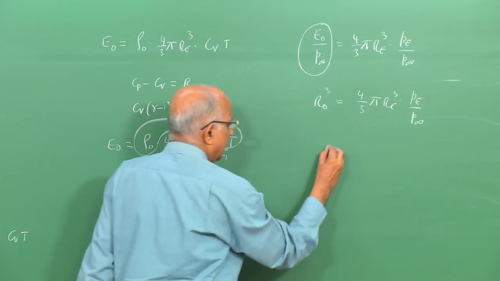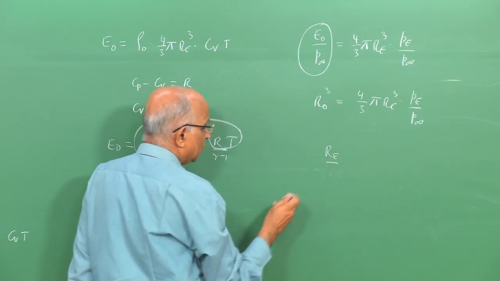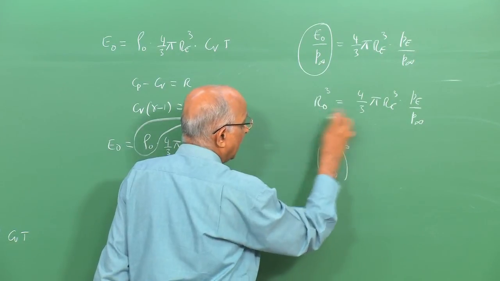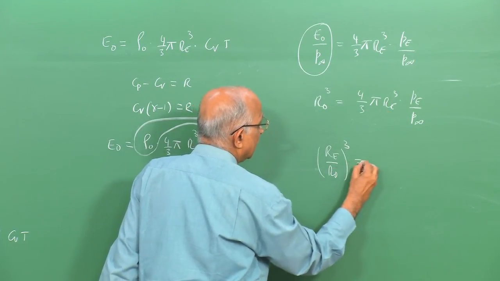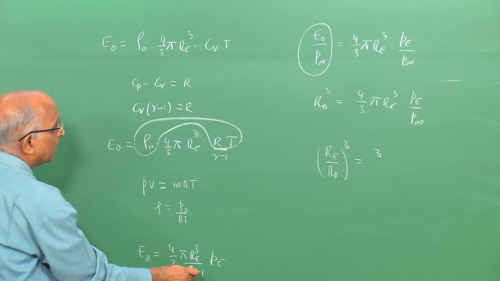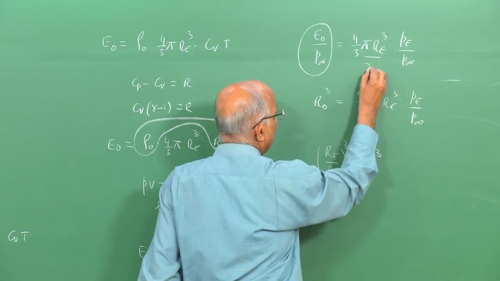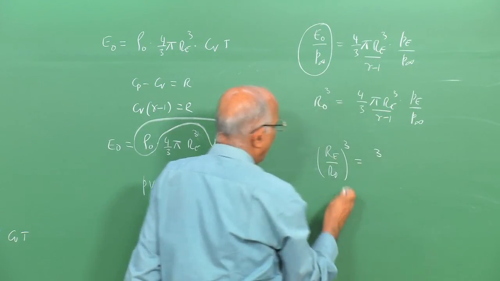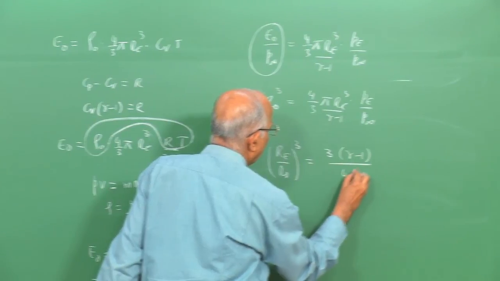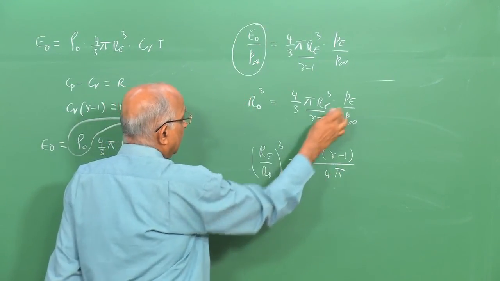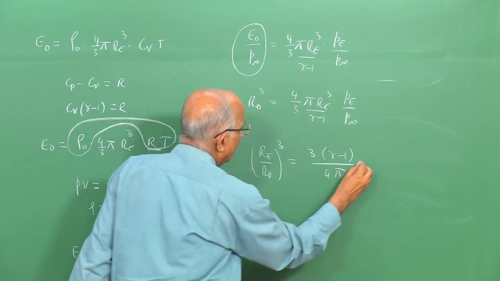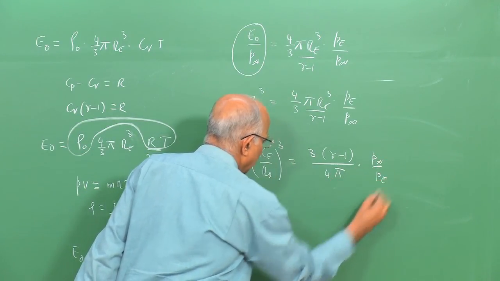Or rather, from this I get the value of the source radius, that is the radius of the source releasing the energy, divided by R naught to the power 3. I take R naught on this side, RE by R naught cube is equal to 3. Somewhere I have missed out gamma minus 1. Well, I had gamma minus 1 here, therefore, I should have gamma minus 1 over here, and therefore, I will have 3 into gamma minus 1 divided by 4 pi. Let us see if it is all right. RE divided by R naught is equal to 3 times gamma minus 1 divided by 4 pi into P ambient divided by PE over here.